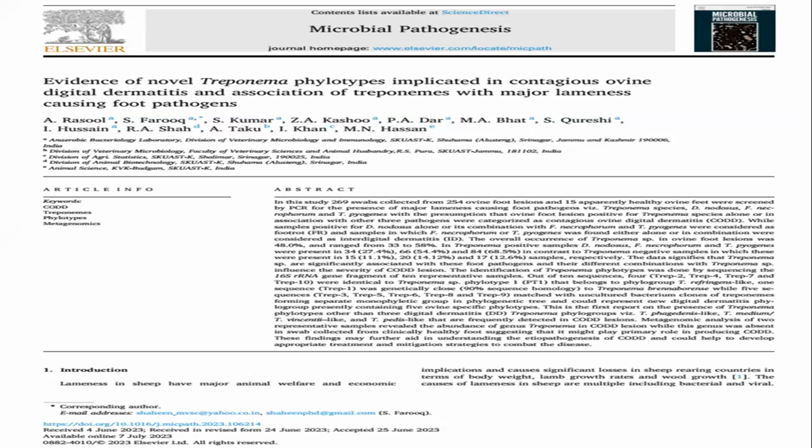This is our publication that we have recently published on foot lameness, ovine lameness, in Microbial Pathogenesis.